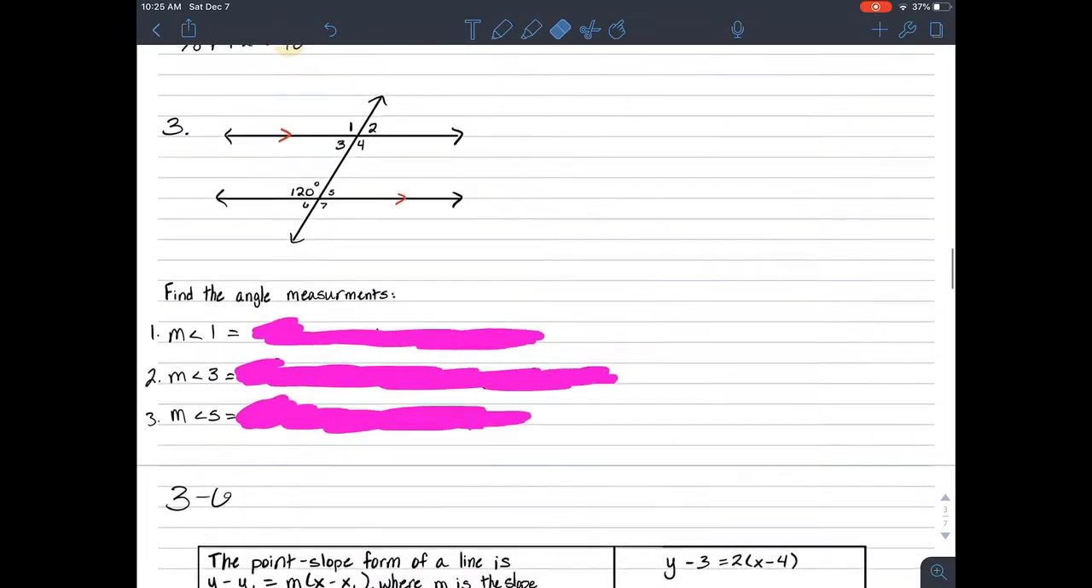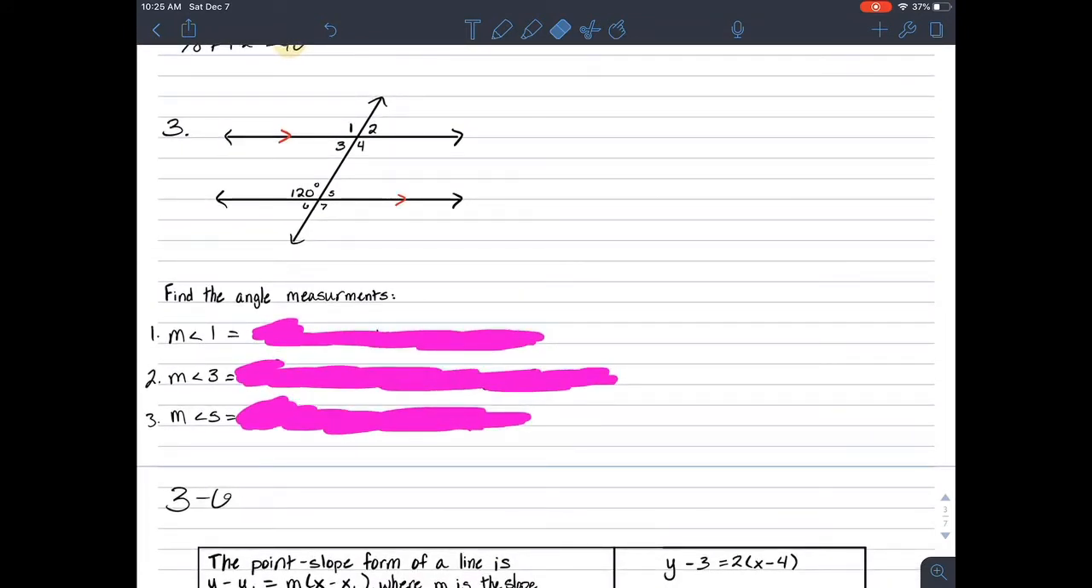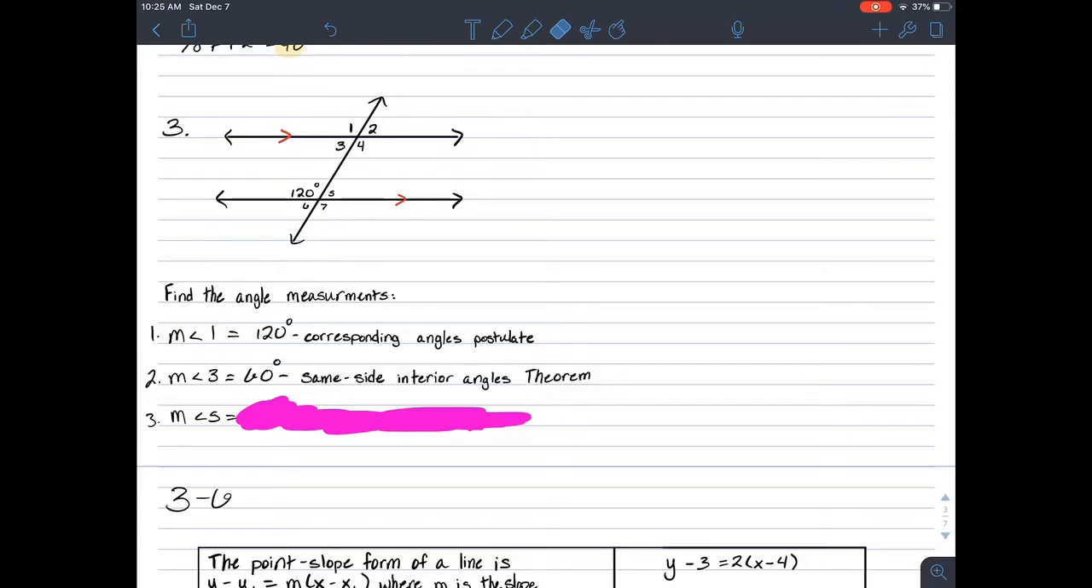Now we'll be finding some angle measurements. The measurement of angle 1 equals 120 degrees according to the corresponding angles postulate. The measurement of angle 3 equals 60 degrees due to the same side interior angles theorem. The measurement of angle 5 equals 60 degrees according to the linear pair theorem.